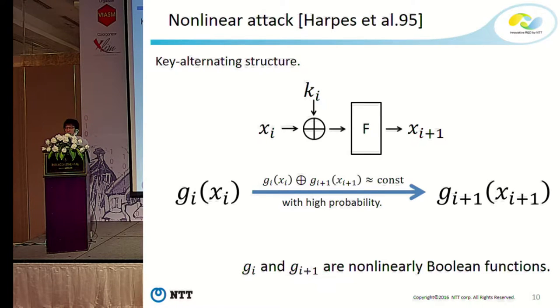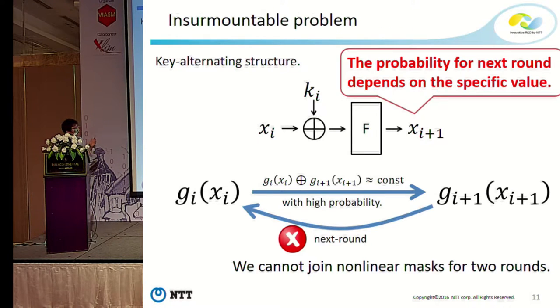So nonlinear cryptanalysis is a natural extension of linear cryptanalysis. Linear cryptanalysis uses a linear approximation, a linear Boolean function. But in nonlinear cryptanalysis, alternatively, we use nonlinear Boolean functions g_i and g_{i+1}, satisfying that this XOR value is highly biased. The advantage of nonlinear cryptanalysis is that we can find a nonlinear Boolean function whose bias is higher than in linear cryptanalysis. But unfortunately, the probability depends on the specific value.